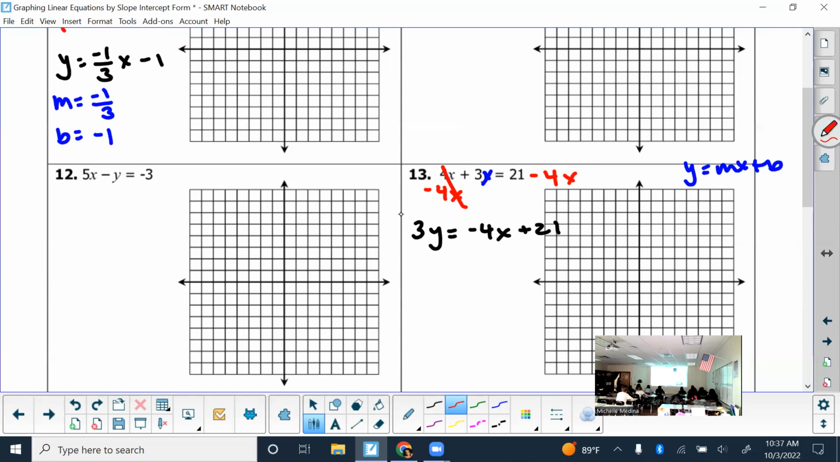Now, how can I get the y fully by itself? Whatever you do on one side, make sure you do it for both terms. Is slope allowed to be a fraction? As long as it's fully simplified. Can I simplify negative 4/3 further? No, just treat it like that. What about 21/3? What does that simplify to? 7. And now you can clearly see the slope and the y-intercept.